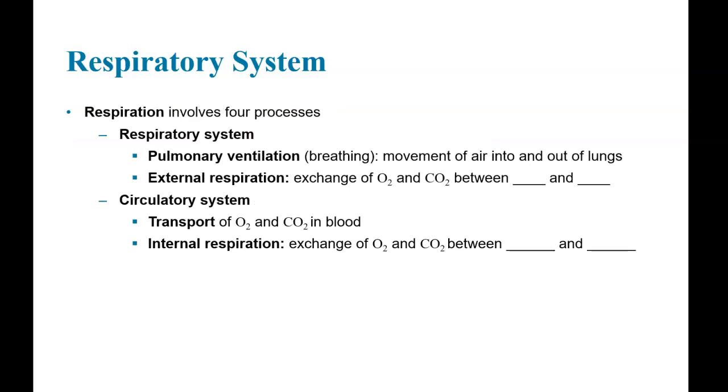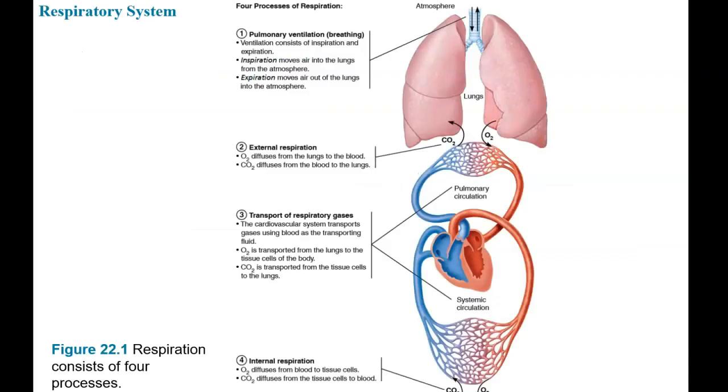Respiration involves four processes. So in the respiratory system, there's pulmonary ventilation, which is breathing. And this is the movement of air into the lungs and out of the lungs. Then there's external respiration, which is the exchange of oxygen and carbon dioxide between the lungs and the blood. And then there's the circulatory system, which transports the oxygen and carbon dioxide in the blood. The internal respiration is the exchange of oxygen and carbon dioxide between the systemic blood vessels and tissue. So here are the different processes that are involved in respiration.